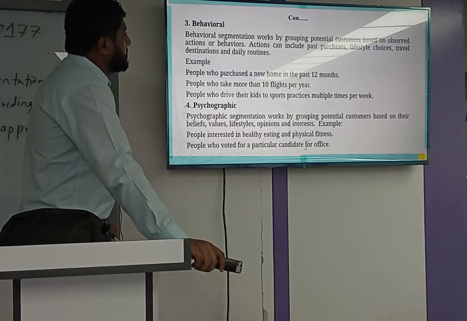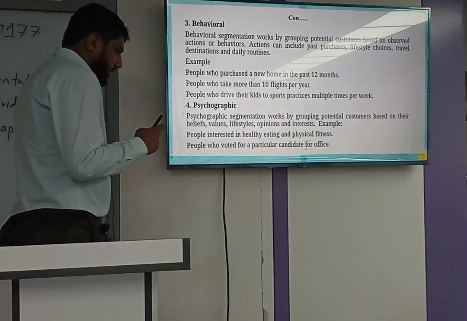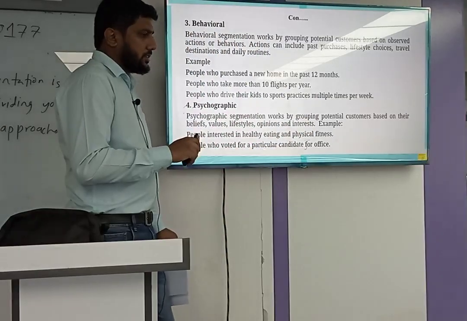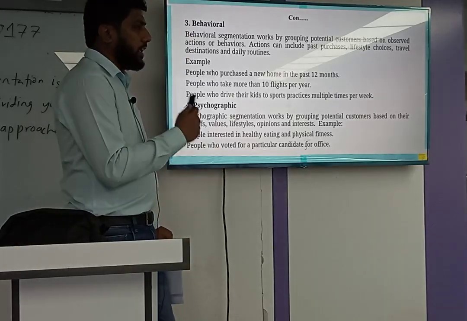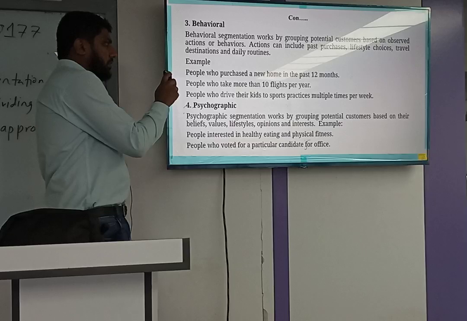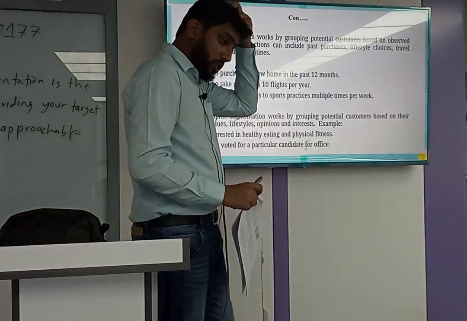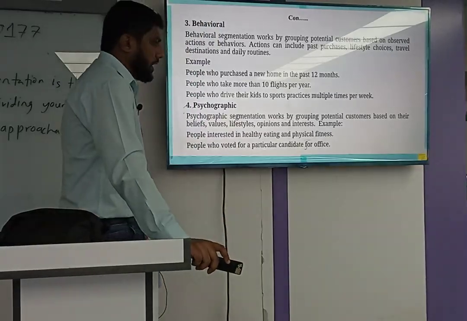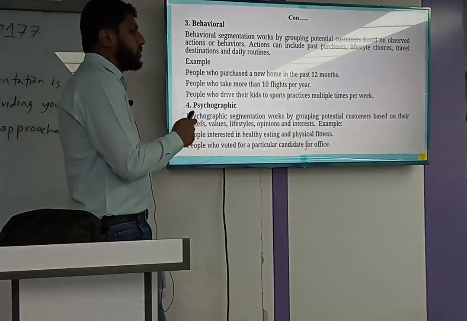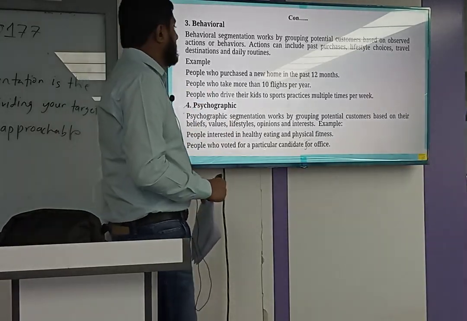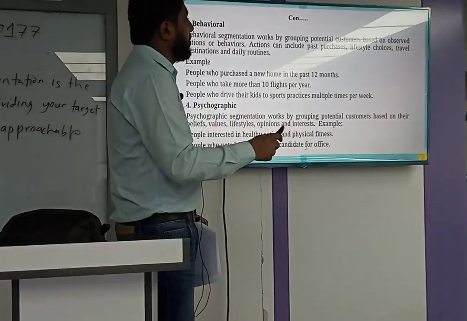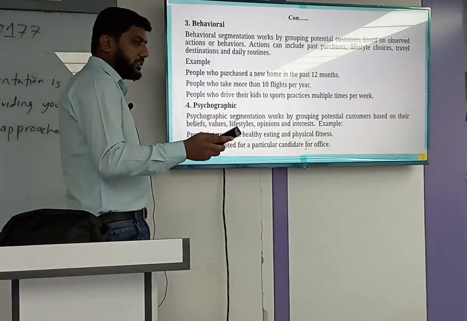Behavioral segmentation works by grouping potential customers based on observed action and behavior. It can include the past purchase history, lifestyle choices, travel history, and daily routine. So examples can be people who purchased a new home in the past 12 months, people who take more than 10 flights per year. So 20 থেকে 25 বছরের লোকজন যারা আছে তাদের আমি দেখতেছি যে তারা বিগত 12 মাসের মধ্যে কয়জন নতুন বাড়ি কিনেছে, কয়জন 10 থেকে 12 বার বিদেশে গেছে। সো এইভাবে আমি ক্যাটাগরাইজ করতেছি বিহেভিয়ারাল সেগমেন্টে বেসড অন তাদের অ্যাকশনস আর বিহেভিয়ার। So what I am doing is grouping potential customers based on their observed actions and behaviors.